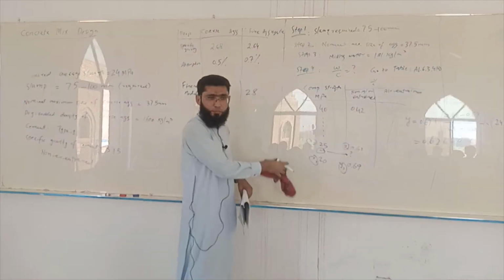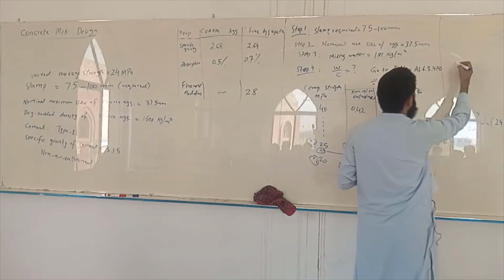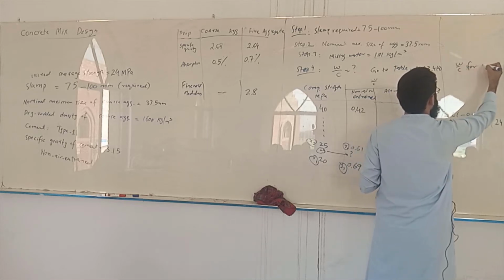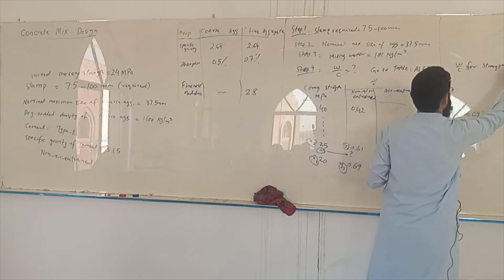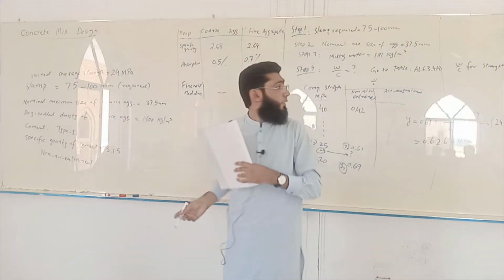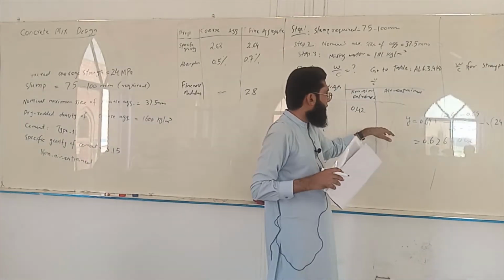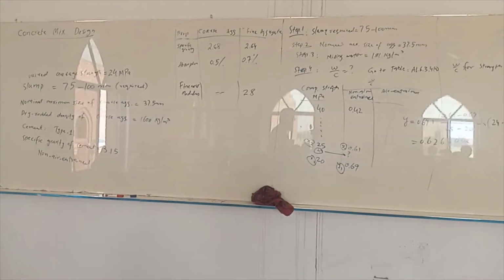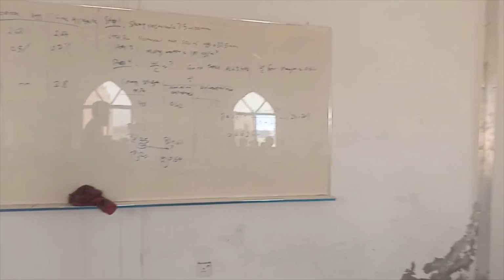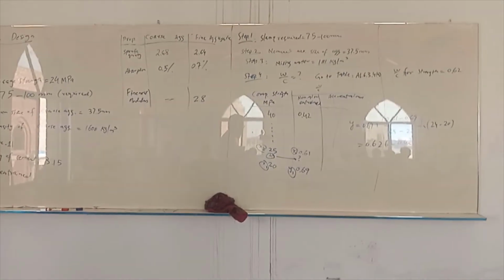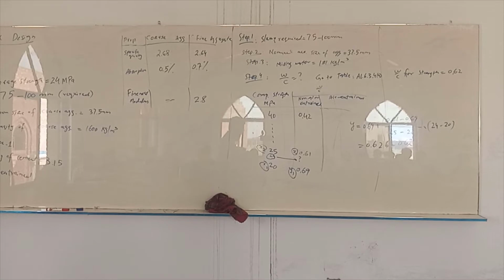So can I just remove this? Maybe sometime later. Okay, so water cement ratio for strength purpose is 0.62. I can't see this one. Oh, okay, that's out of the way. Okay, so I'm going to turn it for just a second so it gets recorded in the video. All right.